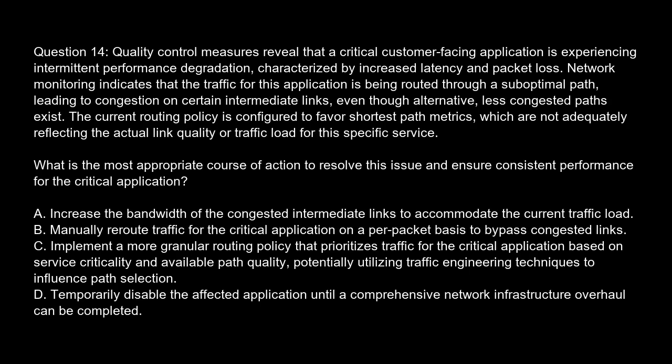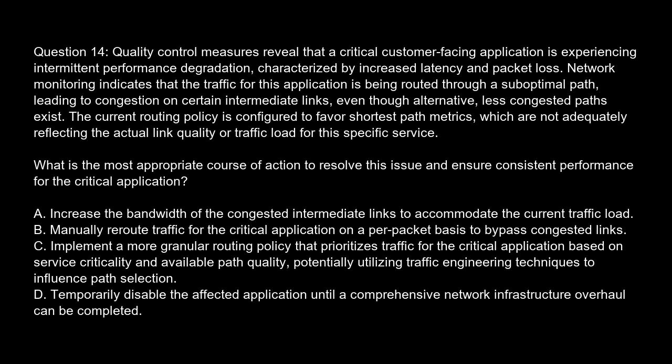Question 14. Quality control measures reveal that a critical customer-facing application is experiencing intermittent performance degradation, characterized by increased latency and packet loss. Network monitoring indicates that the traffic for this application is being routed through a suboptimal path, leading to congestion on certain intermediate links, even though alternative, less congested paths exist. The current routing policy is configured to favor shortest path metrics, which are not adequately reflecting the actual link quality or traffic load for this specific service. What is the most appropriate course of action to resolve this issue and ensure consistent performance for the critical application?